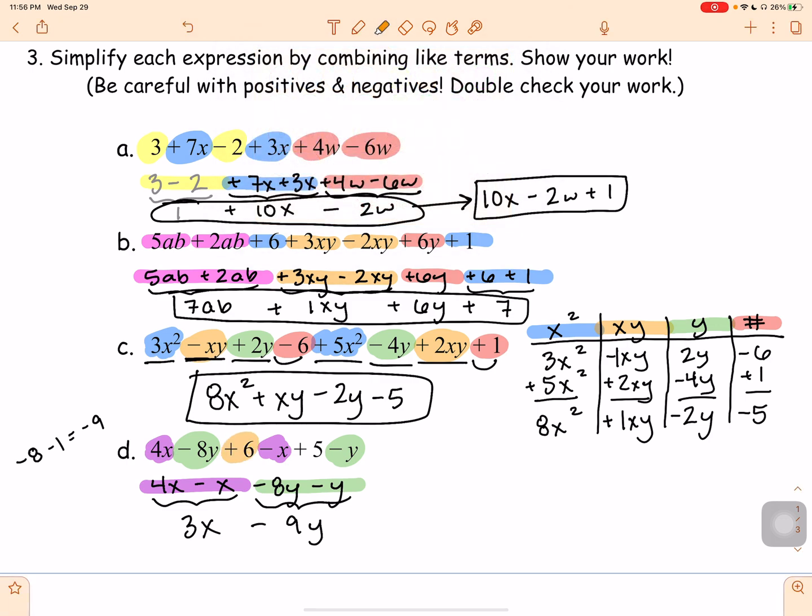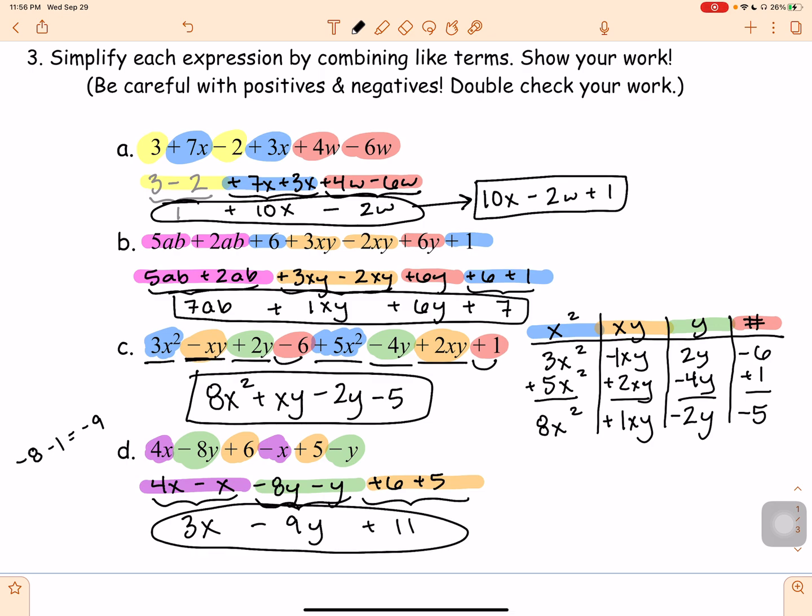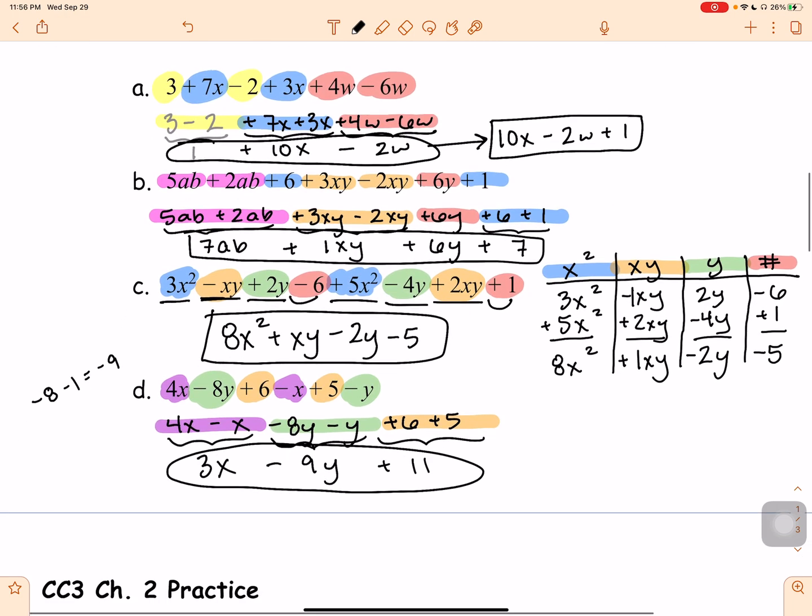And then we have positive 6 plus 5. 6 plus 5 is 11. So this should be your simplified expression there. So make sure that you're understanding. If not, maybe try asking your neighbor for help or email me for clarification, okay?